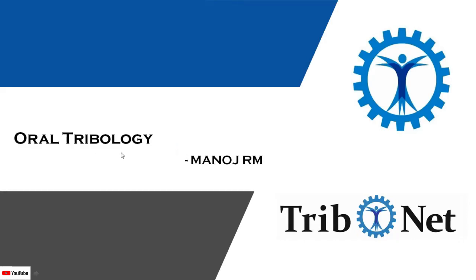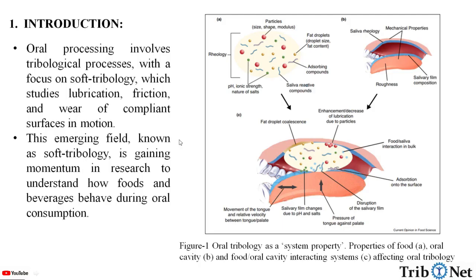My name is Manoj. Today, let us learn about oral tribology. Oral processing involves tribological processes with a focus on soft tribology, which studies lubrication, friction, and wear of compliant surfaces in motion. This emerging field, known as soft tribology, is gaining momentum in research to understand how foods and beverages behave during oral consumption. Here in this figure, we can see the oral tribology as a system property.